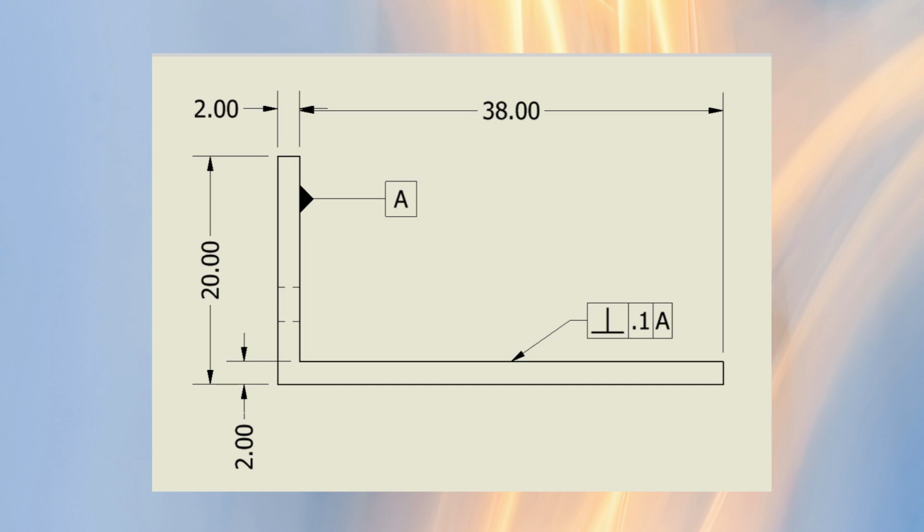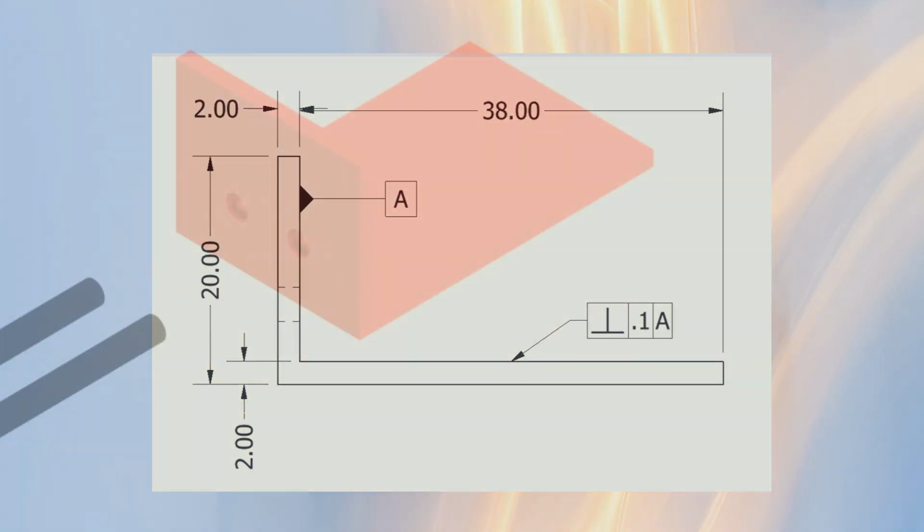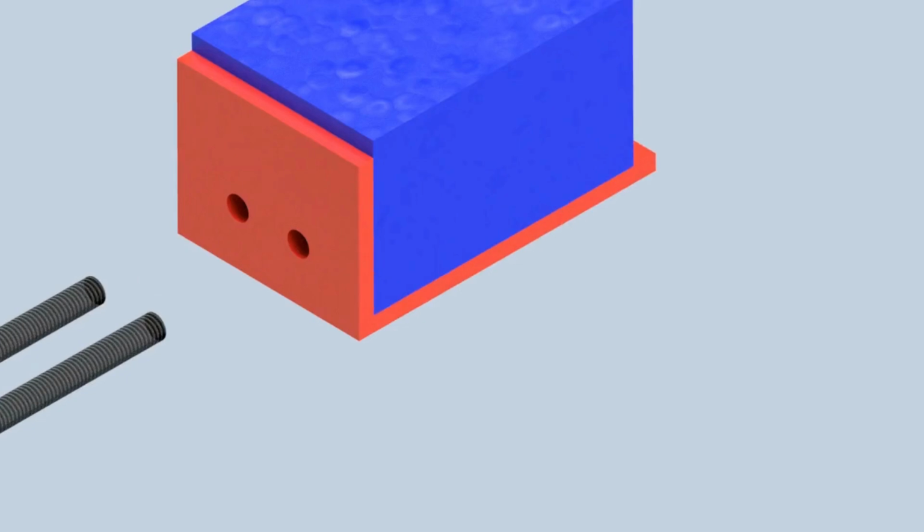To see how important this might be, let's look at the bracket supporting a block and connected with two machine screws. As this bracket is correctly made with the angle set at 90 degrees, it supports the block space and the two machine screws fit into the threaded holes in the block. This is the designed intent.